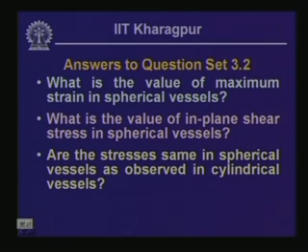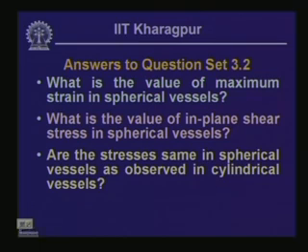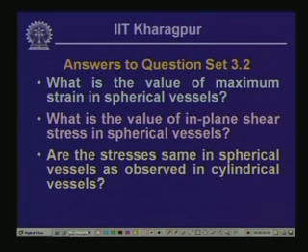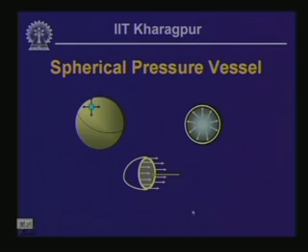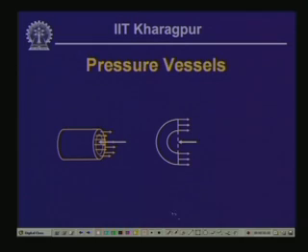Now, third question was, are the stresses same in spherical vessels as observed in cylindrical vessels? This was the question which was posed in the previous lesson as well. What you need to look into are the derivations as we have done for both cylindrical vessels as well as spherical vessels, and if we look into them, we can immediately get an answer for what is the difference between the two. Now, in case of cylindrical vessels, if you remember, we have circumferential stress which is sigma 1, and sigma 1 times T times L for the length L of this element.